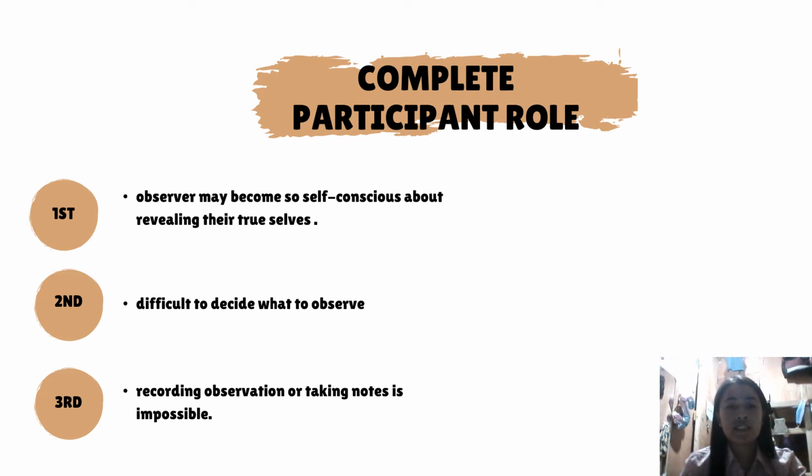The second one is that it is difficult for the researcher to decide what to observe, because he or she cannot evoke responses or behavior and must be careful not to ask questions that may raise the suspicions of the persons being observed. And the third one is that recording observation or taking notes is impossible. Why? Because they have to postpone it until the observer is alone. However, the time lapse in recording observation introduces distortion through memory.